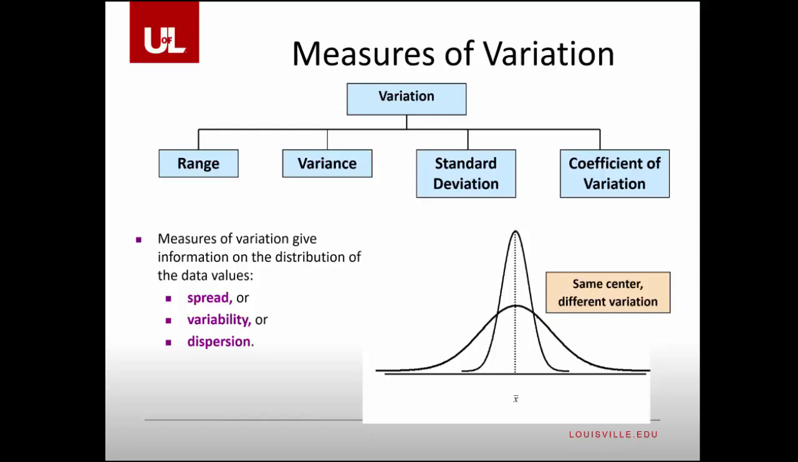Sample 1 has the observations 4, 5, and 6. Sample 2 has the observations 1, 5, and 9. Both samples have the same mean and median, but sample 2 has a much larger range than sample 1. To measure variation, we use several statistics: range, variance, standard deviation, and coefficient of variation.